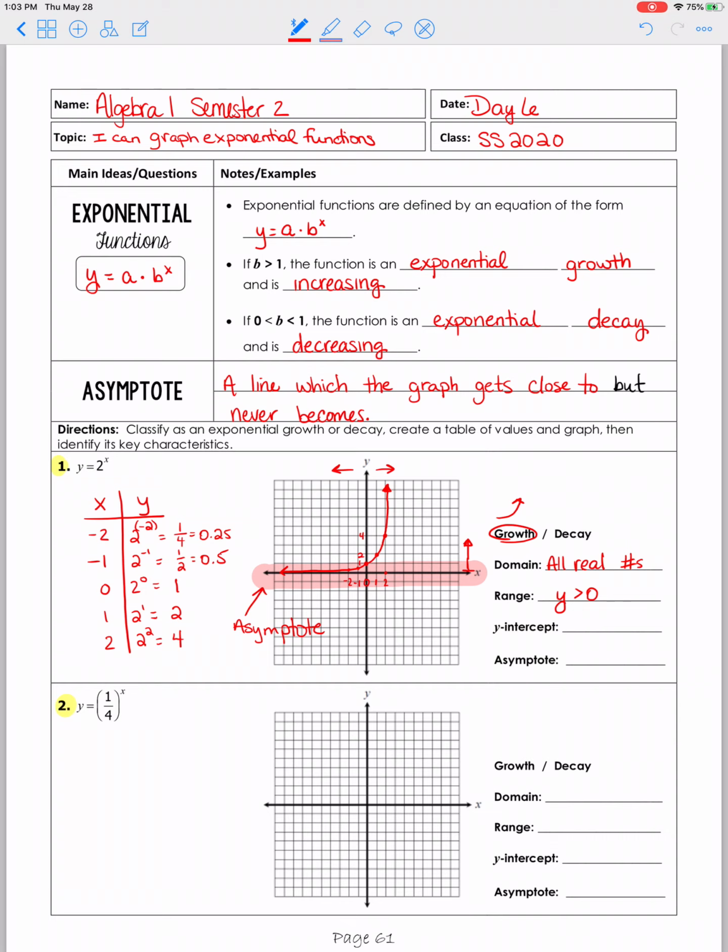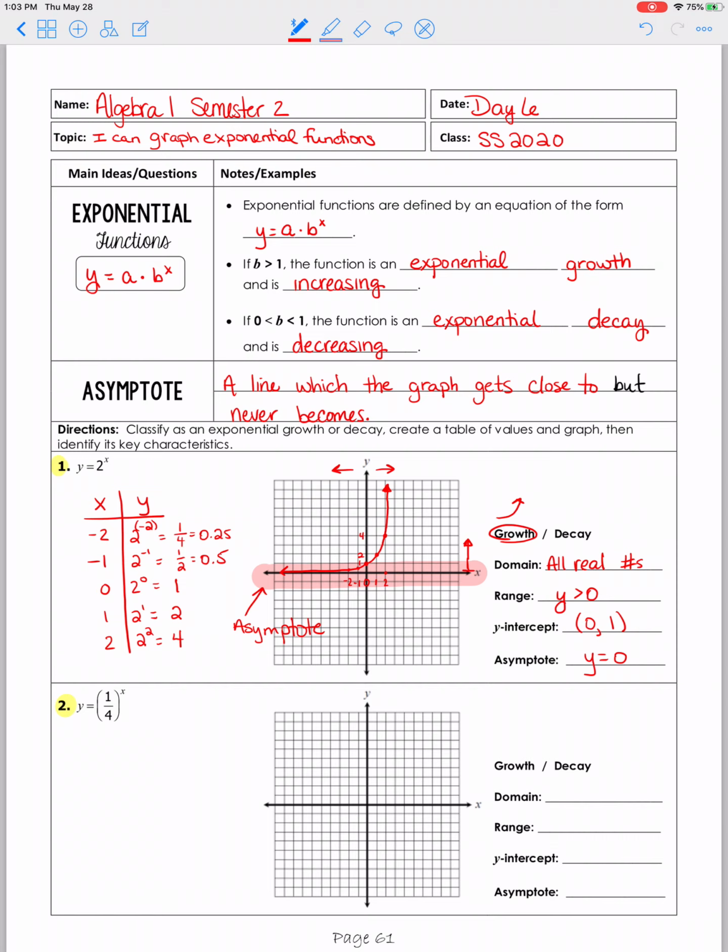The y-intercept happens when our x-coordinate is 0. So when x is 0, y is 1. And our asymptote in this case is that invisible line, which is the line y equals 0.